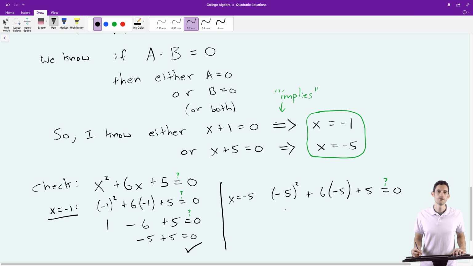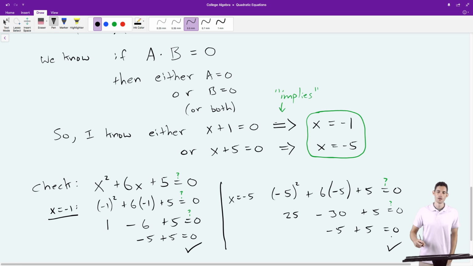So -5 times -5 is 25. 6 times -5 is -30. And plus 5 equals 0, question mark? Does it? 25 minus 30 is -5, plus 5 is 0. And that is true. So my answers are correct. x equals -1 and x equals -5. Both of those x values solve the quadratic equation x squared plus 6x plus 5 equals 0.